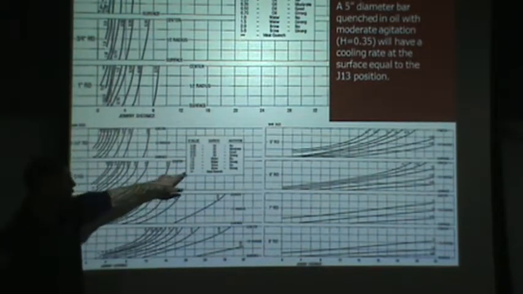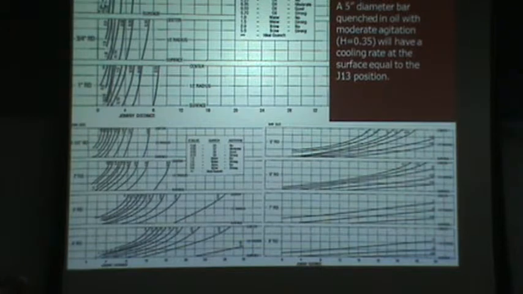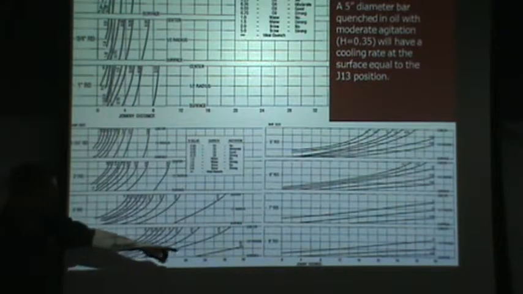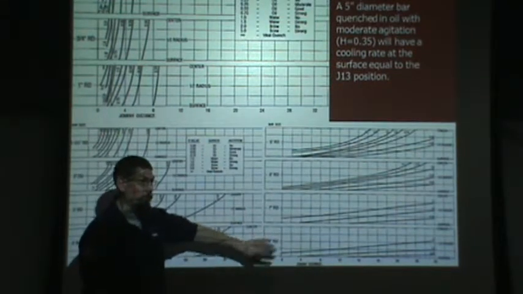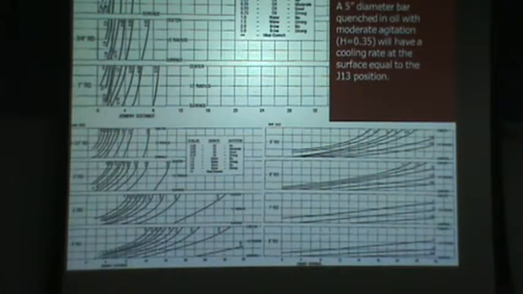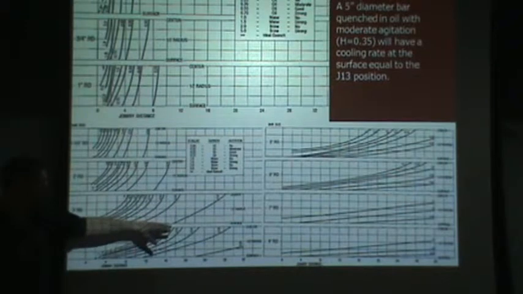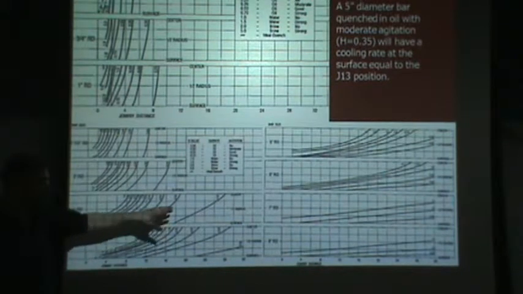So that gives me my quench severity, H value. And I know the size of the cross-section that I want to deal with. So I actually copied all of them from the book. At the top, we have a 1/2-inch round, coming down and over, all the way up to 8-inch diameter, right? So if I know the quench severity of my fluid, and I know the size of the part that I'm dealing with, then I can predict what kind of hardness I'm going to get in various locations.